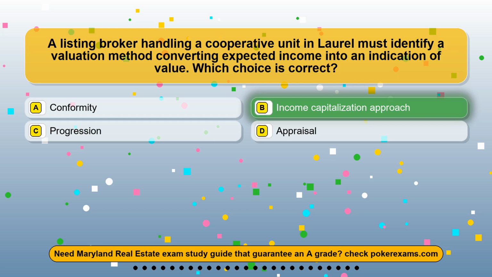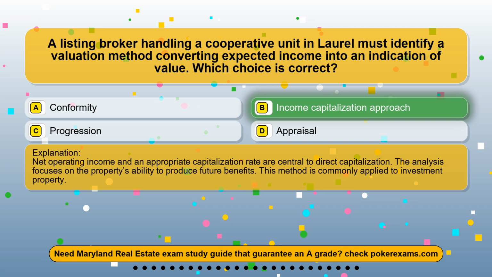The correct answer is option B, income capitalization approach. Net operating income and an appropriate capitalization rate are central to direct capitalization. The analysis focuses on the property's ability to produce future benefits. This method is commonly applied to investment property.